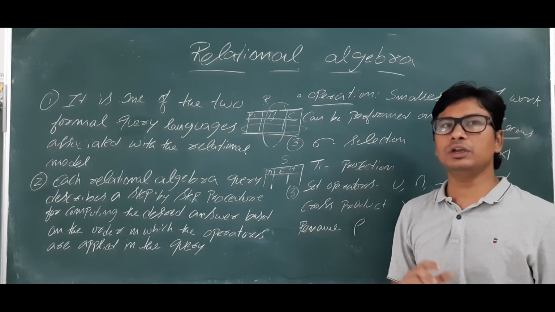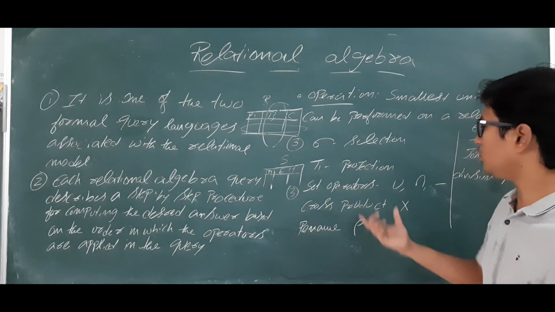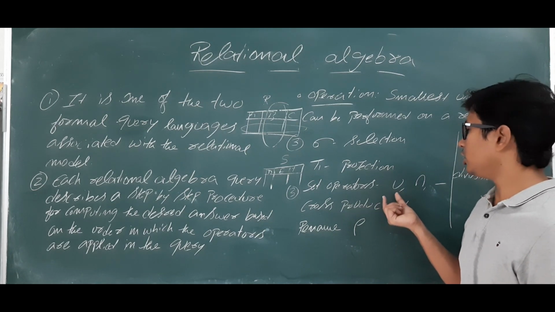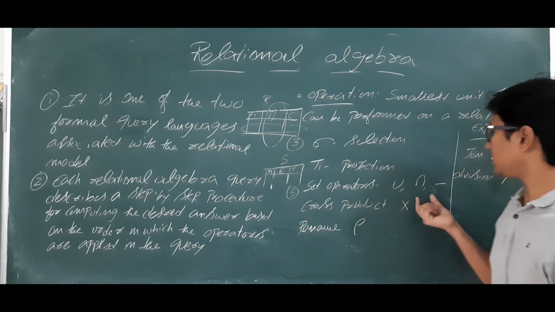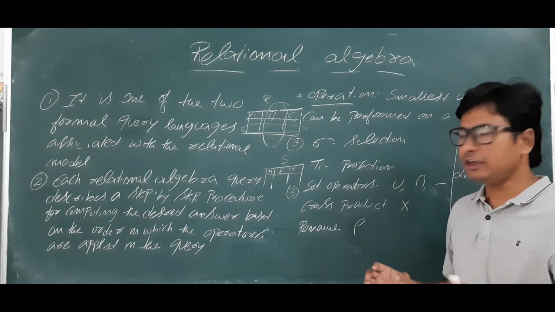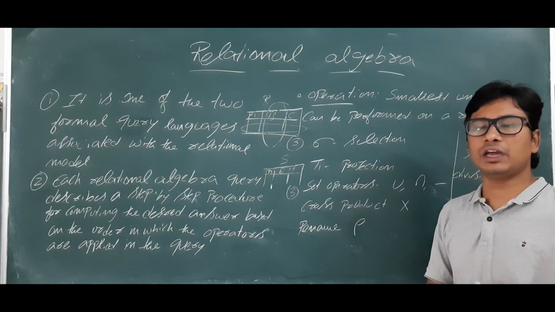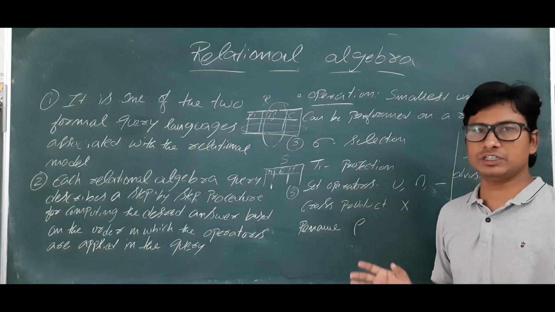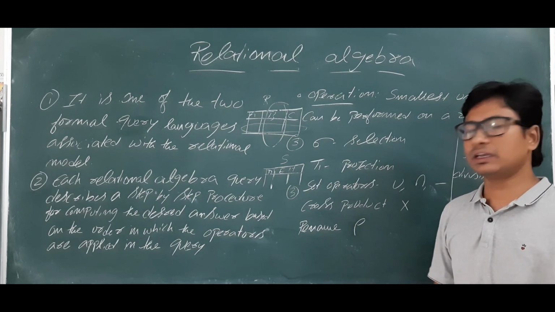If the two relations are union compatible, then only we can apply the union operator, intersection operator and set difference operator. Anyway, if you do not understand here, don't worry, I will take a few questions to make you understand in a better way.